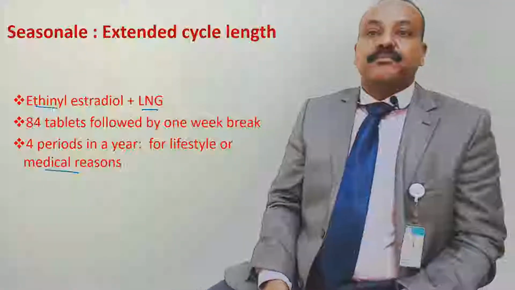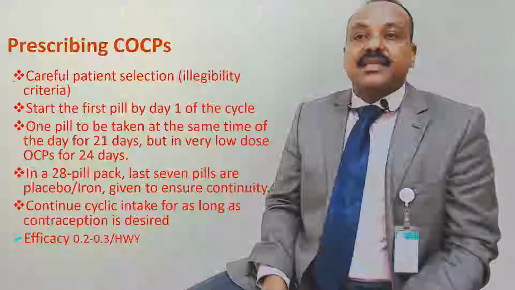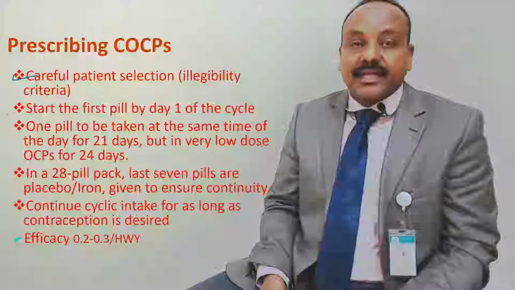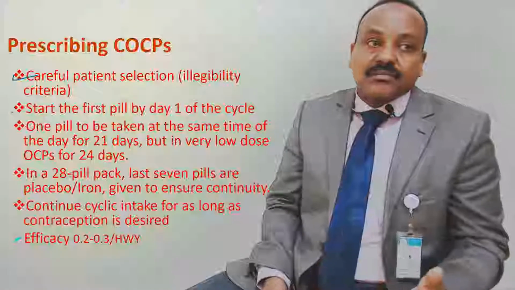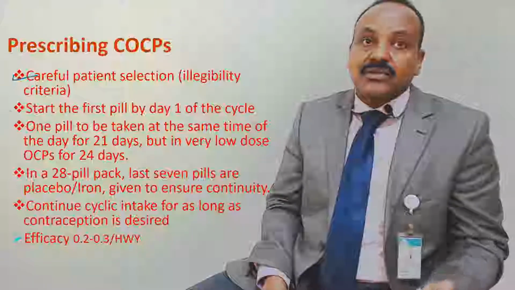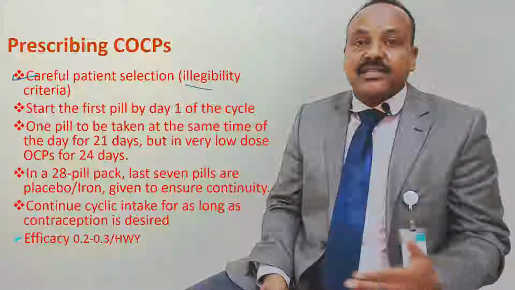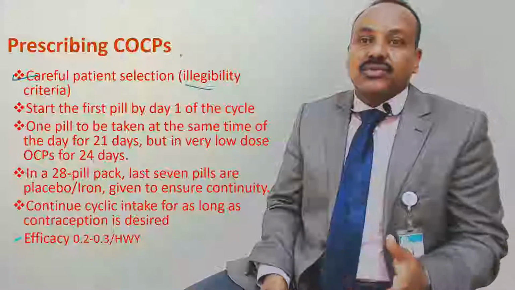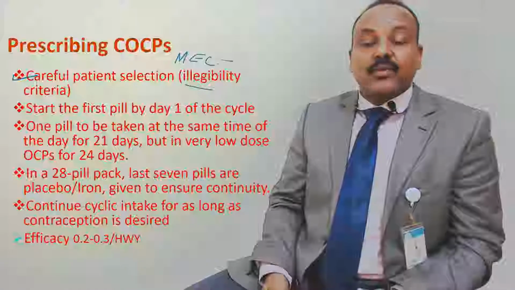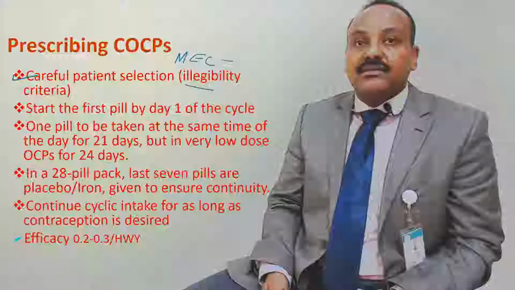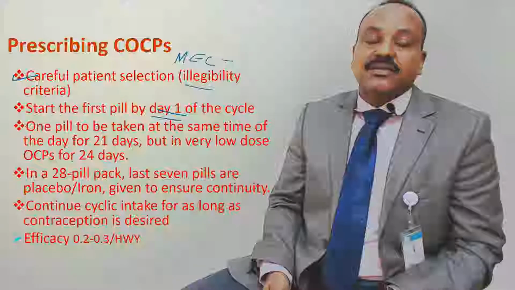How to prescribe combined oral contraceptive pills? Careful patient selection according to the eligibility criteria, which we discussed in the previous lecture. Either the patient can use the pills, or can use them with caution, or the advantages outweigh the disadvantages, or they are not to be used, category 4. Then we need to start the first pill on day 1 of the cycle. As you know, the cycle starts from the first day of menses. This is day 1, and you should start your tablets.